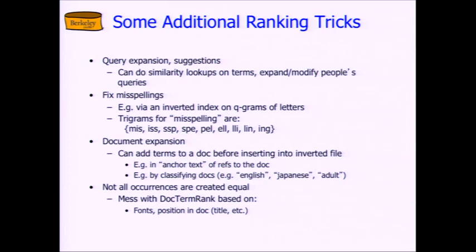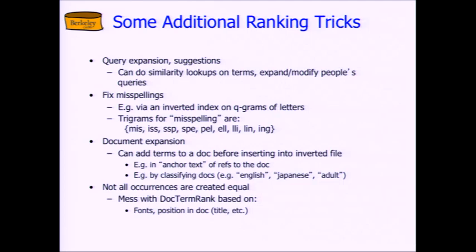So you can expand or modify people's queries. You can fix misspellings, and we talked about this in a previous lecture. You can use q-grams of letters instead of n-grams of words. Right? So you can index things on these trigrams of letters.